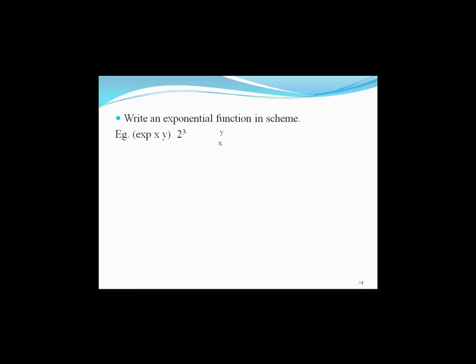Now we'll write an exponential function in Scheme. Here 2 is x and y is 3. Define, the function name is exp, x y, the two atoms. Cond, y equals 1 is x and y equals 0 is 1. Else, if both statements are wrong, we should return x into the exponential of x and y minus 1.